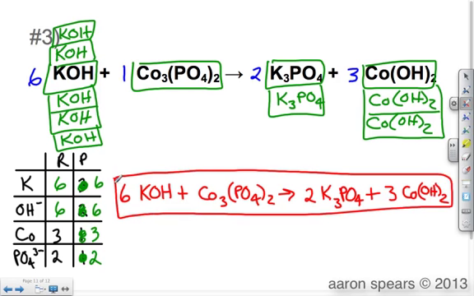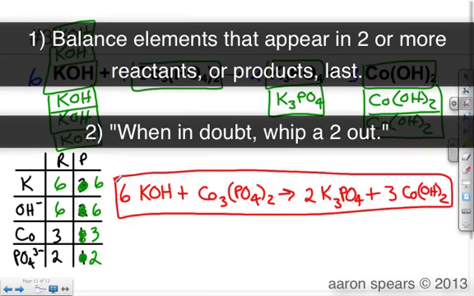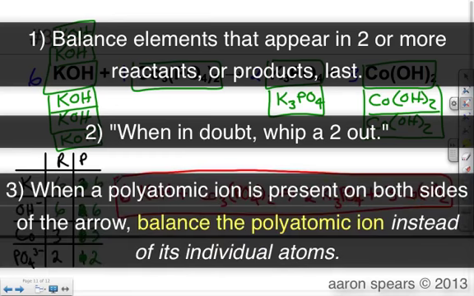So to review the 3 tips or suggestions or shortcuts illustrated in tonight's lesson. Tip number 1, balance atoms that are found in more than one reactant or product last. Our second tip of the night, when in doubt, whip a 2 out, double up one of your reactants and rebalance your inventory list. You might find out that life is a little bit easier. And then our third tip suggestion of the night is when polyatomic ions are not broken up throughout the course of the reaction, then in your inventory list, instead of balancing individual atoms, balance polyatomic ions.